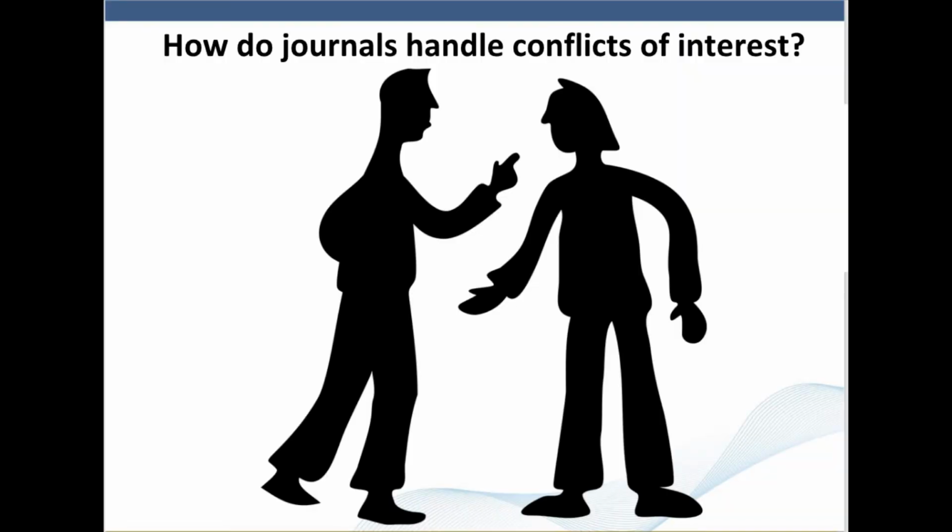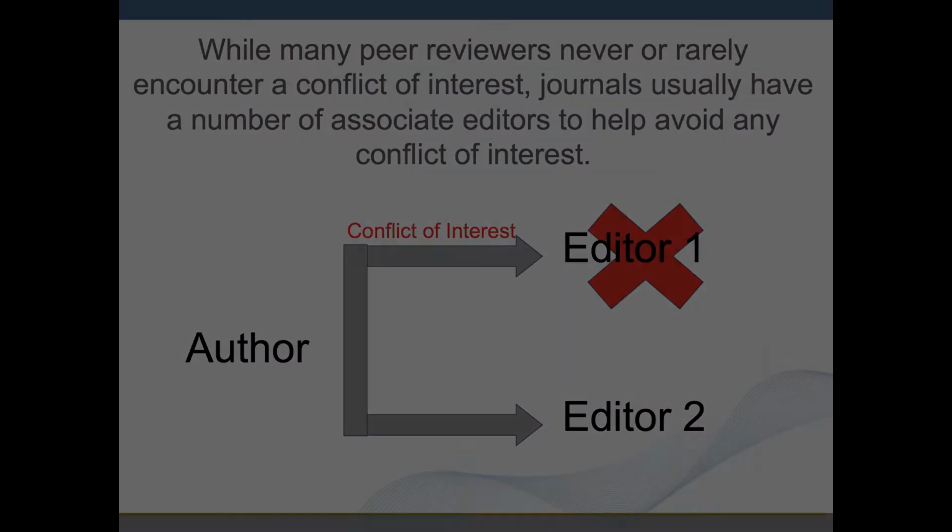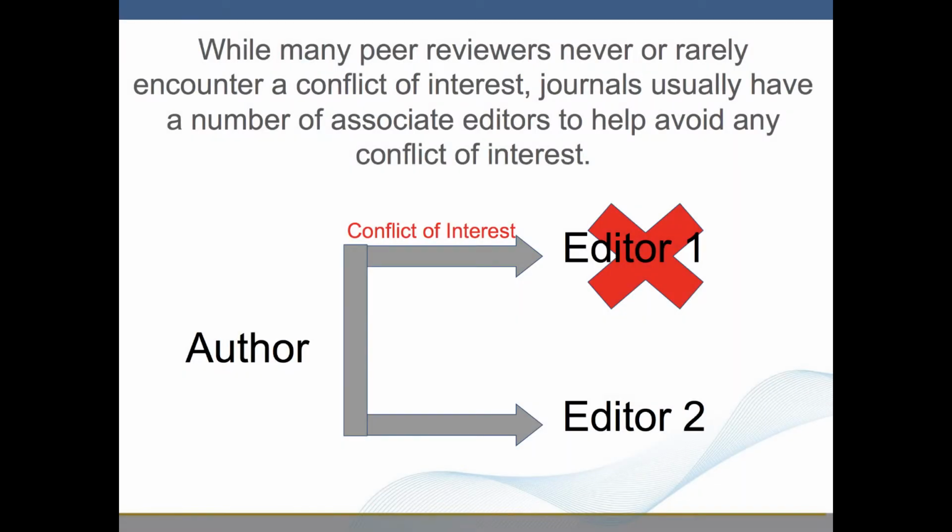How do journals handle conflicts of interest? While many peer reviewers never or rarely encounter a conflict of interest, journals usually have a number of associate editors to help avoid any conflict of interest so that, for example, colleagues or students of Associate Editor 1 can have their submissions handled by Associate Editor 2. Additionally, journal editors should avoid assigning submissions to peer reviewers at the same institution that they know have a relationship with the authors.